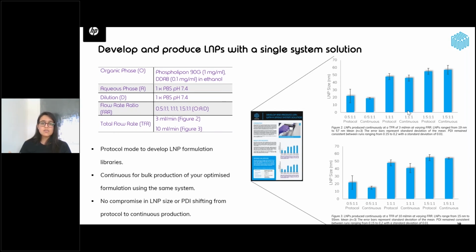So in both cases, we're talking total flow rates of 3 ml per minute for figure 2, and figure 3, this was produced at 10 ml per minute. So this was running in a continuous mode at 10 ml per minute. And in each case, it's very, very reproducible.